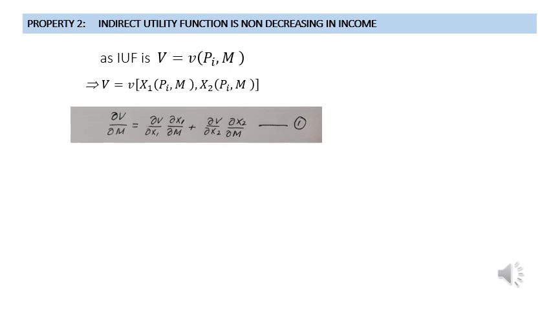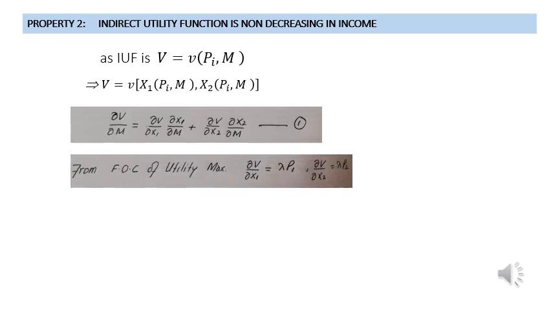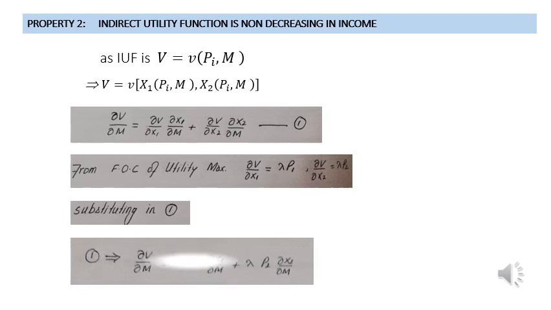Now, from utility maximization, we know the first order conditions. According to the first order conditions, ∂v/∂x1 is equal to lambda times p1 and ∂v/∂x2 is equal to lambda times p2. Therefore, we'll substitute the first order conditions in equation number 1. You can see here in the last equation that we have substituted the first order conditions in equation number 1. Now we can simply take lambda common, and we call this equation number 2.